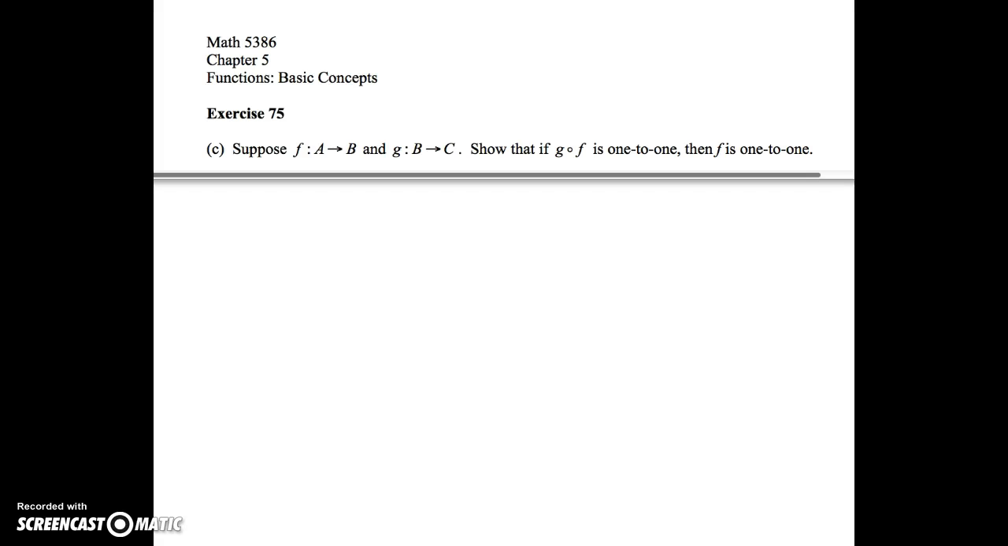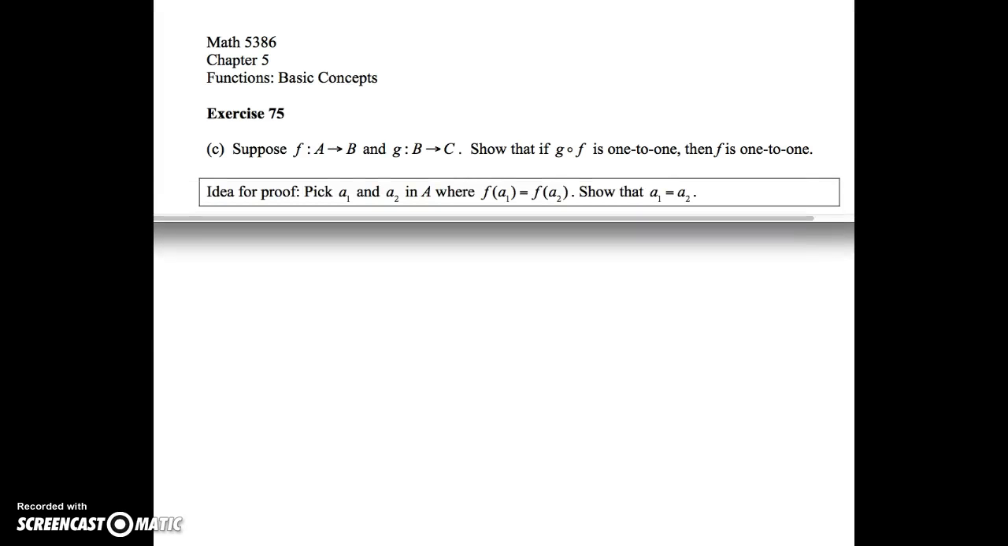So with exercise 75, I first want to look at the proof in C where it says suppose f is a function from A to B and g is a function from B to C. We want to show that if g of f is 1 to 1, then the function f is 1 to 1.